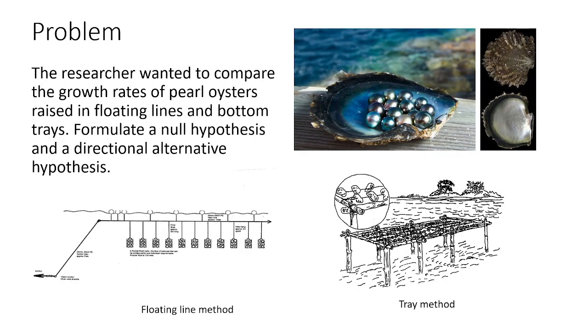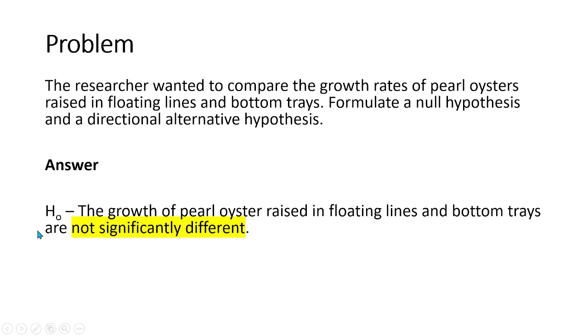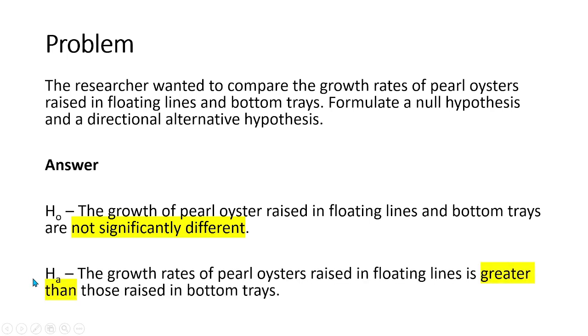Now, we have a problem here. We need to help the researcher formulate a null and directional alternative hypothesis. The researcher wanted to compare the growth rates of pearl oysters raised in two culture methods, the floating longline and the tray methods. In this case, the null hypothesis could be stated as, the growth of pearl oysters raised in floating lines and bottom trays are not significantly different. And the directional alternative hypothesis could be stated as, the growth rates of pearl oysters raised in floating lines is greater than those raised in bottom trays.